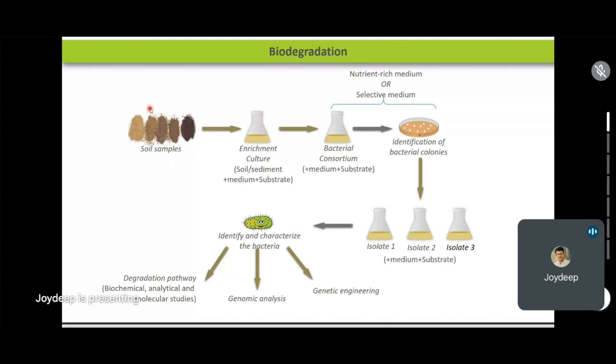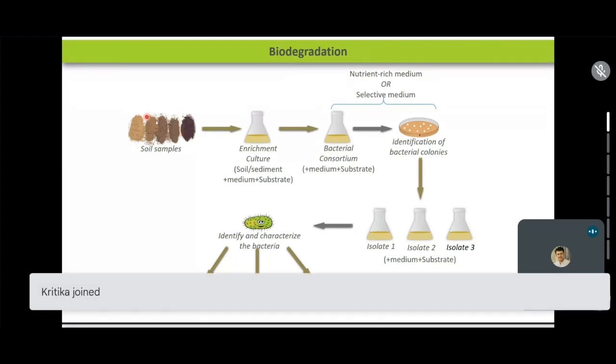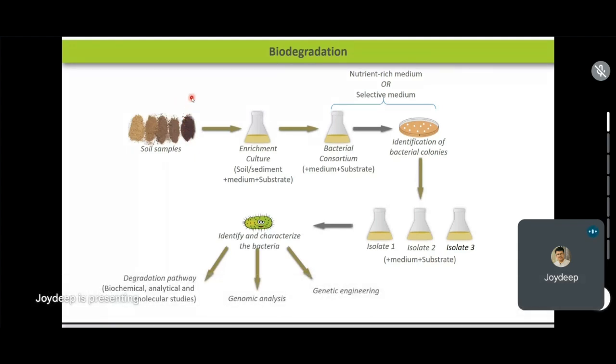So the common strategy that we usually use is we collect different soil samples, especially from contaminated places where we might think that the inherent bacteria, the local microbiota, might already be exposed to certain chemicals, certain pollutants. So we collect the samples. It can be a water sample, soil or sediment sample, and then we put them into enrichment cultures.